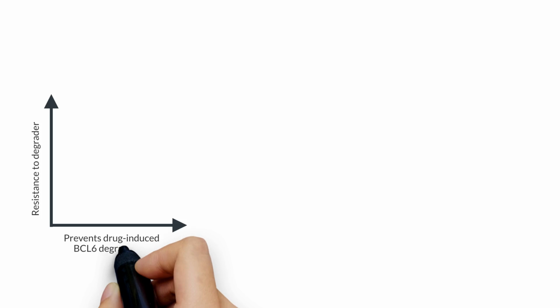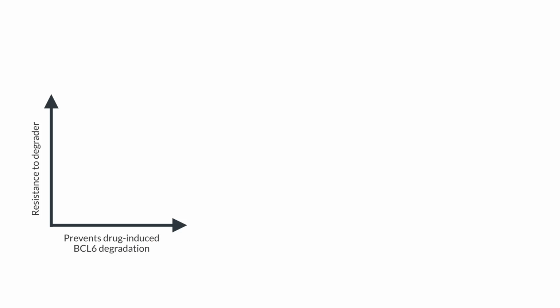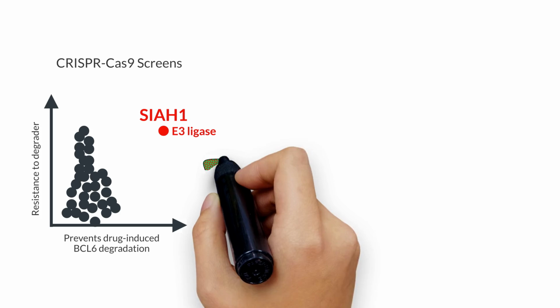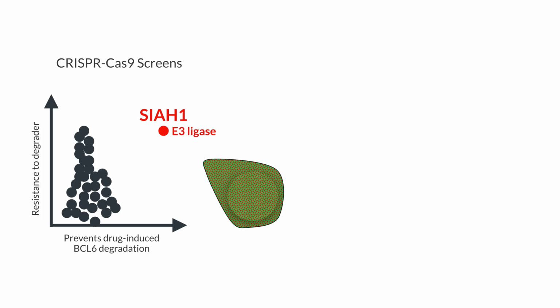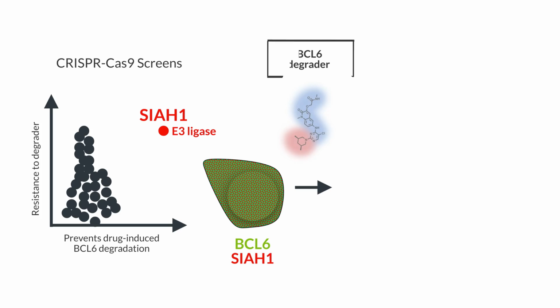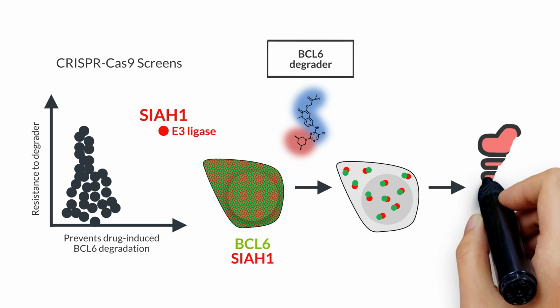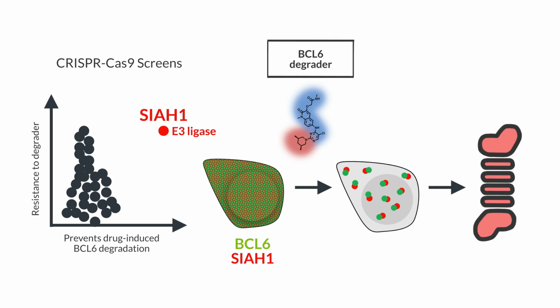Finally, to identify genes that are required for this drug-induced BCL6 degradation and toxicity, we employed a CRISPR-Cas9 screening approach. We identified the CUL3 E3 ubiquitin ligase, which co-localizes in the foci with degrader-induced polymerized BCL6. The increased local concentration of this E3 ubiquitin ligase and its substrate enhances the ubiquitination of BCL6 and results in its degradation by the proteasome, the cellular disposal system.